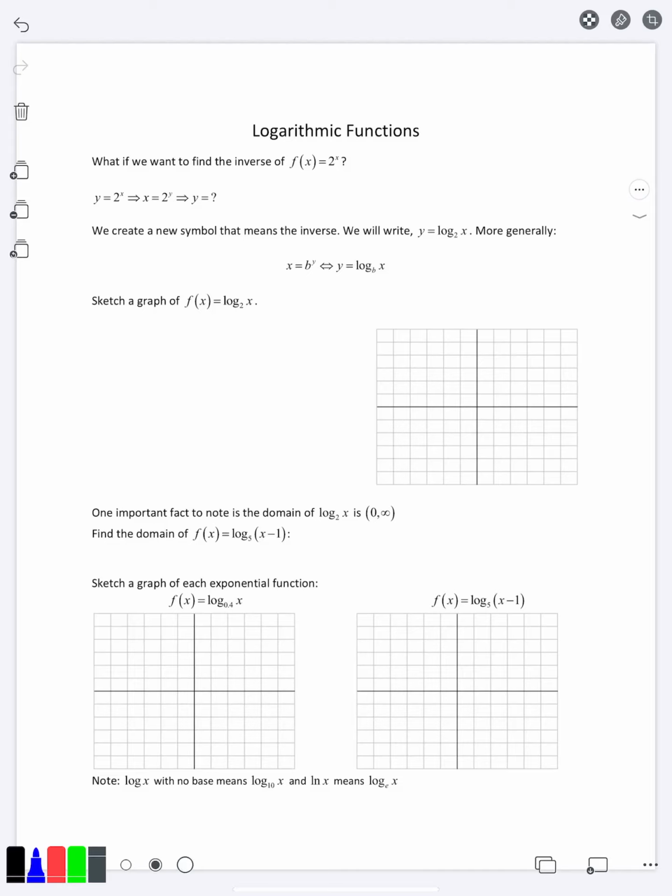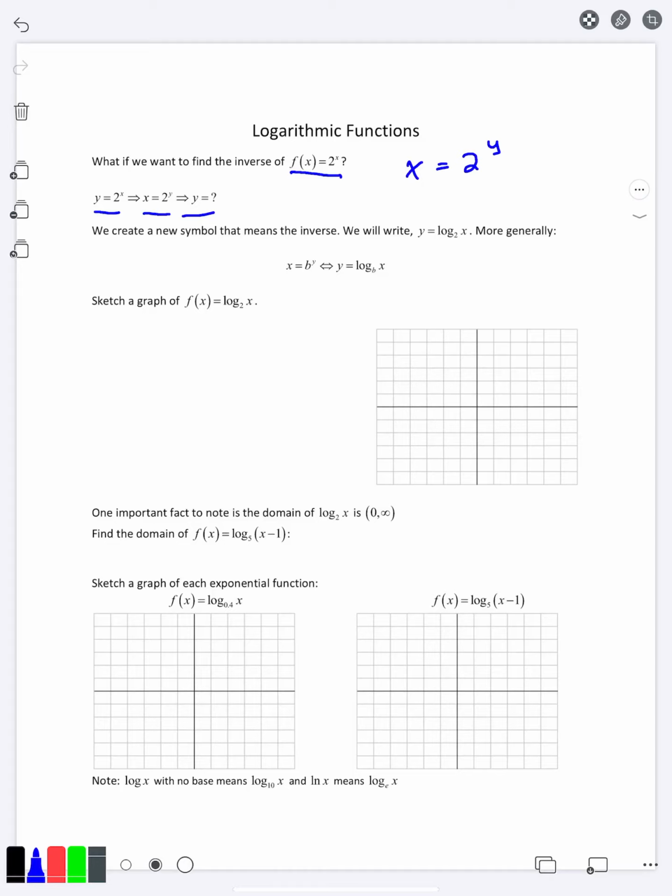So if I wanted to find the inverse of the function 2 to the x, that was the exponential function we saw in a previous video, we set y equals, switch our x and our y, and then we want to solve for y. Problem is, how? Again, you have x equals 2 to the y. How in the world are you going to get y by itself?